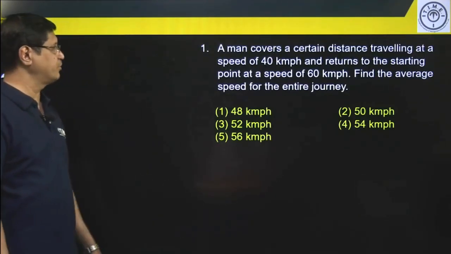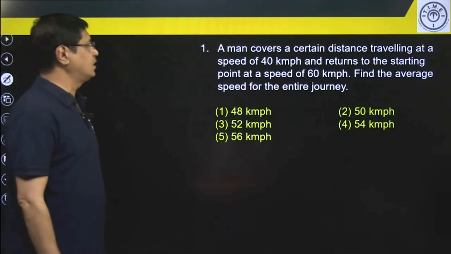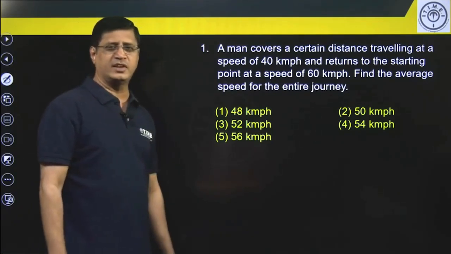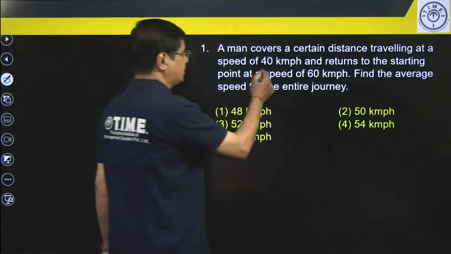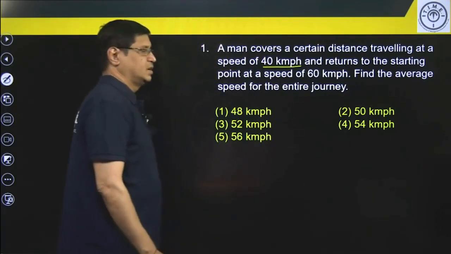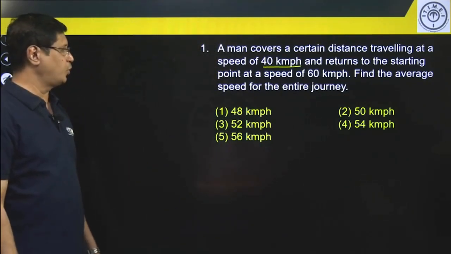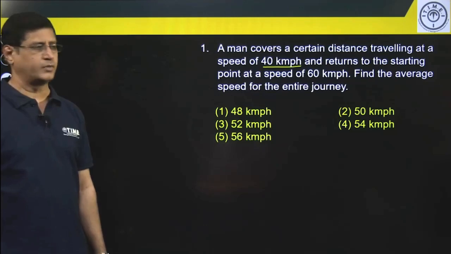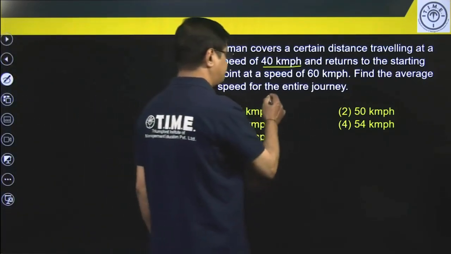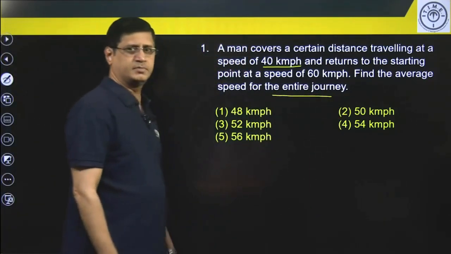Now look at the first example. A man covers a certain distance traveling at a speed of 40 km per hour and returns to the starting point at a speed of 60 km per hour. Find the average speed for the entire journey.